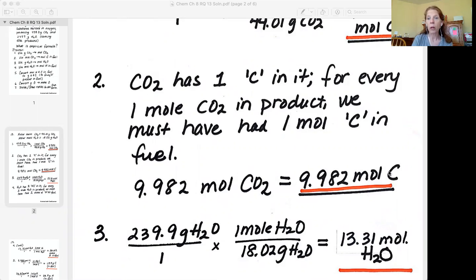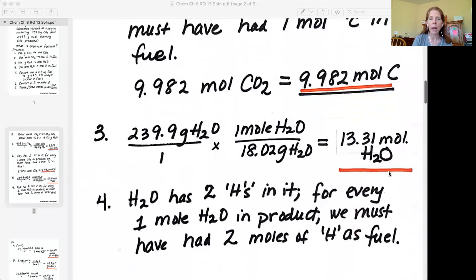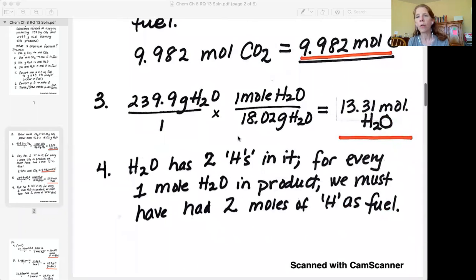So that's our moles of carbon in our fuel. Let's scroll on down. Let's figure out the moles of water. Same thing. We have 239.9 grams of water in our product. We know the molar mass of water is 18.02. If we use just the molar mass ratio, we end up with 13.31 moles of water as a product.